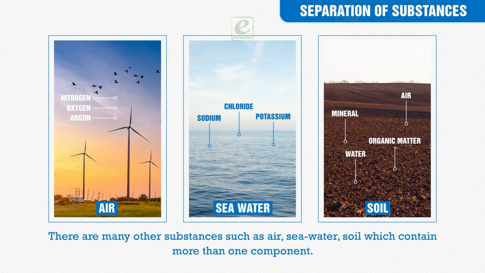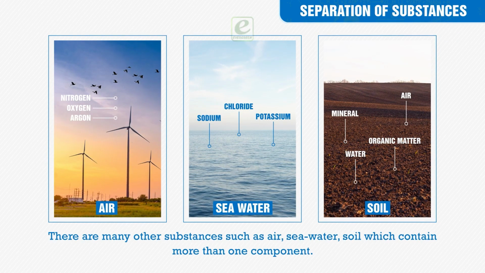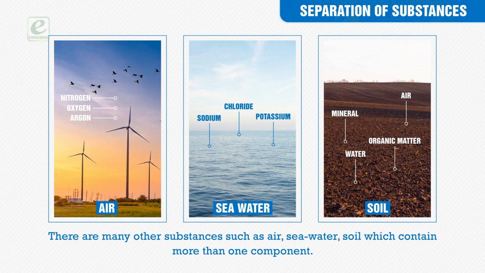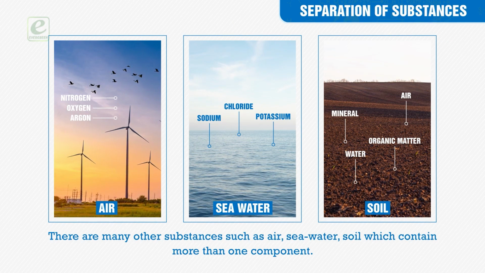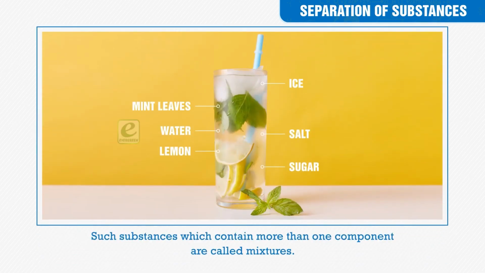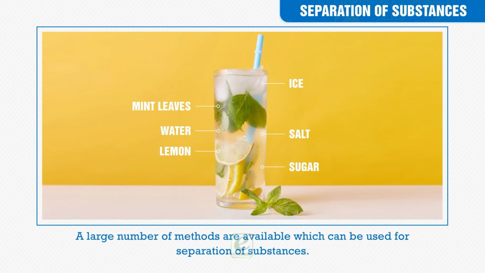There are many other substances such as air, seawater, soil, which contain more than one component. Such substances which contain more than one component are called mixtures. A large number of methods are available which can be used for separation of substances.